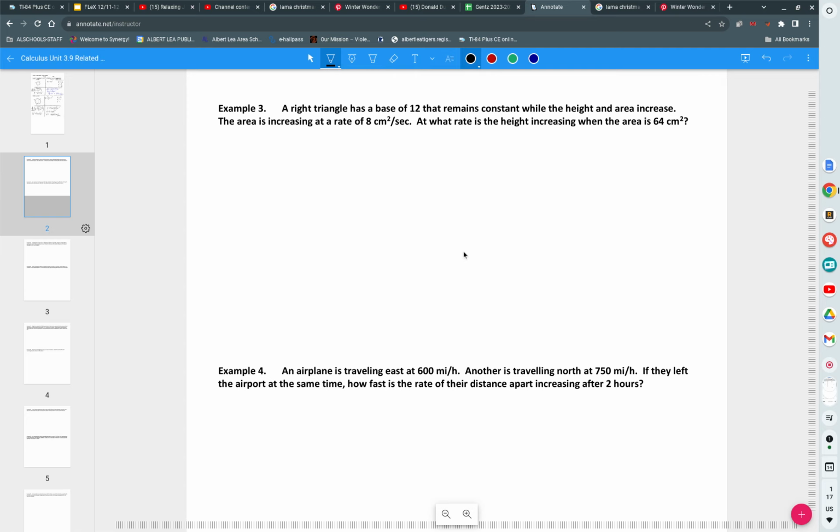Let's flip it over. I would like to get through these two problems as we leave you today. It says a right triangle has a base of 12 that remains constant while the height and area increase. The area is increasing at a rate of 8 centimeters squared per second. At what rate is the height increasing when the area is 64? I have a right triangle. I have a base of 12.